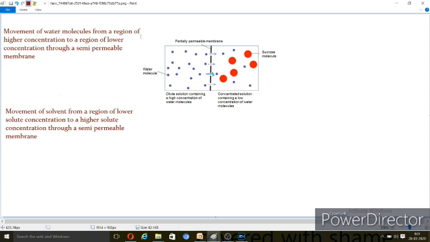These two definitions are both the same, but many students get confused regarding the osmosis definition because different books write it in different ways. Because of that, I am discussing these two definitions together. So it is the same, no need to worry about it.